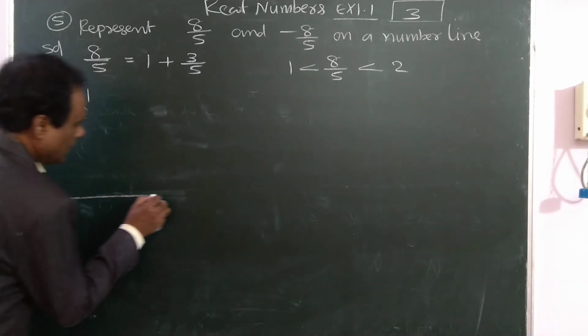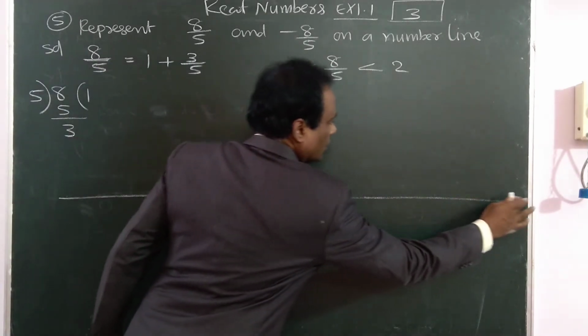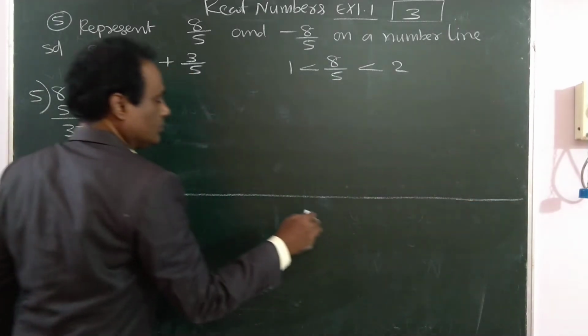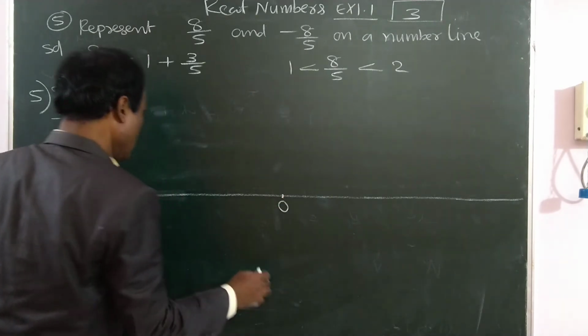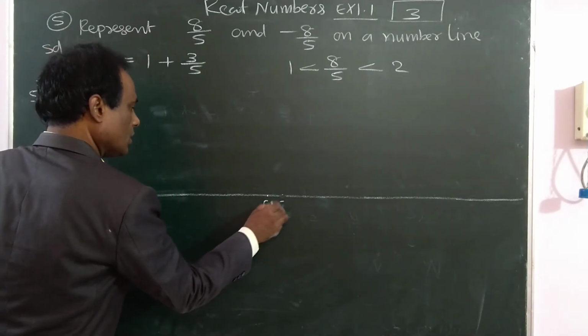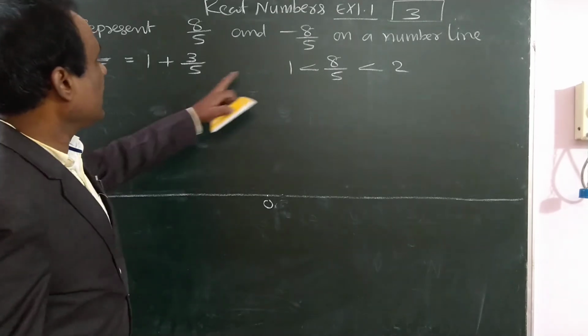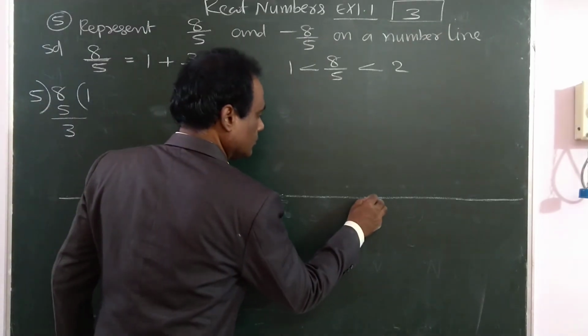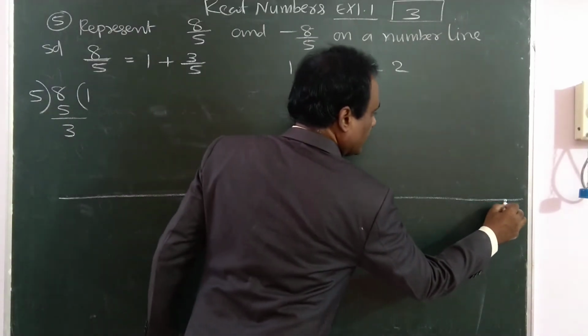Now draw the number line. See here, I will take this 0, 0 and 1. This is 2.